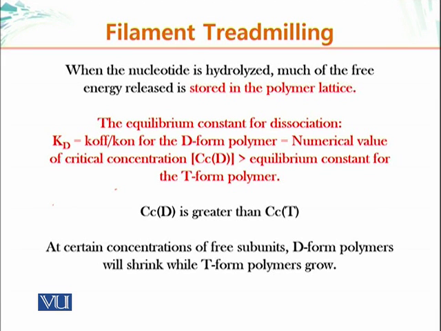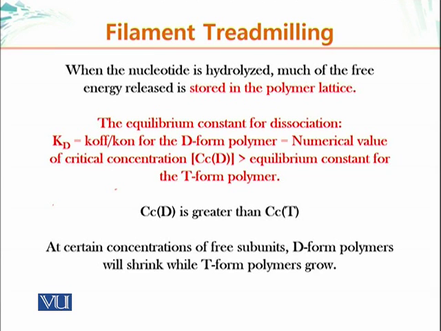So addition of monomer, the critical concentration required to add on to the D part of the polymer, remember the circles, is greater than the critical concentration at the plus end where the T form of the monomer is present.